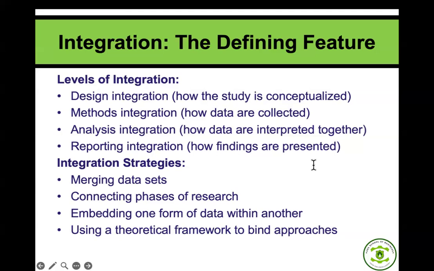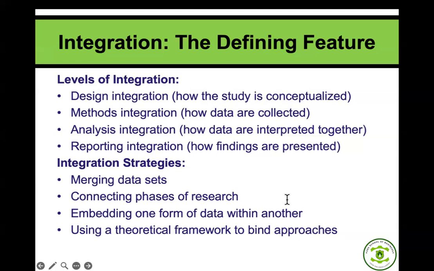The second strategy is connecting phases of research. This strategy is used in a sequential design where findings from one phase inform the next. The connection points are crucial for integration here. In what we may refer to as an explanatory sequential design, for instance, you would explicitly select interviews based on survey responses, and then develop interview questions that probe surprising survey findings.